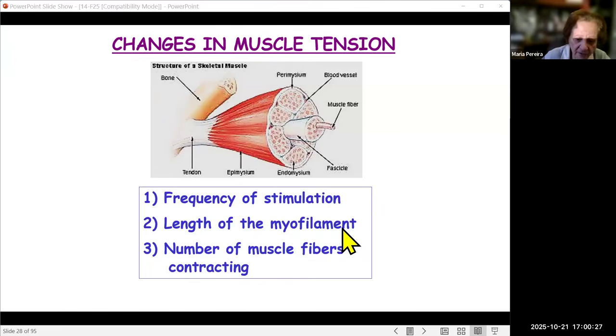Then the length of the myofilament. So remember, the myofilament contains the thick and thin filament. So how much the thick and thin filaments are overlapping controls muscle tension. And then the third one is the number of muscle fibers contracting.